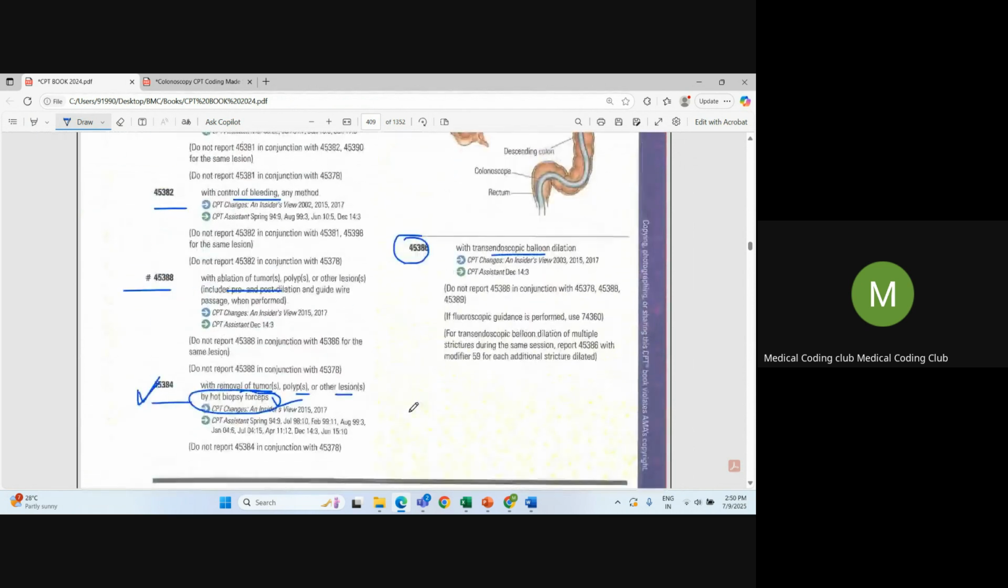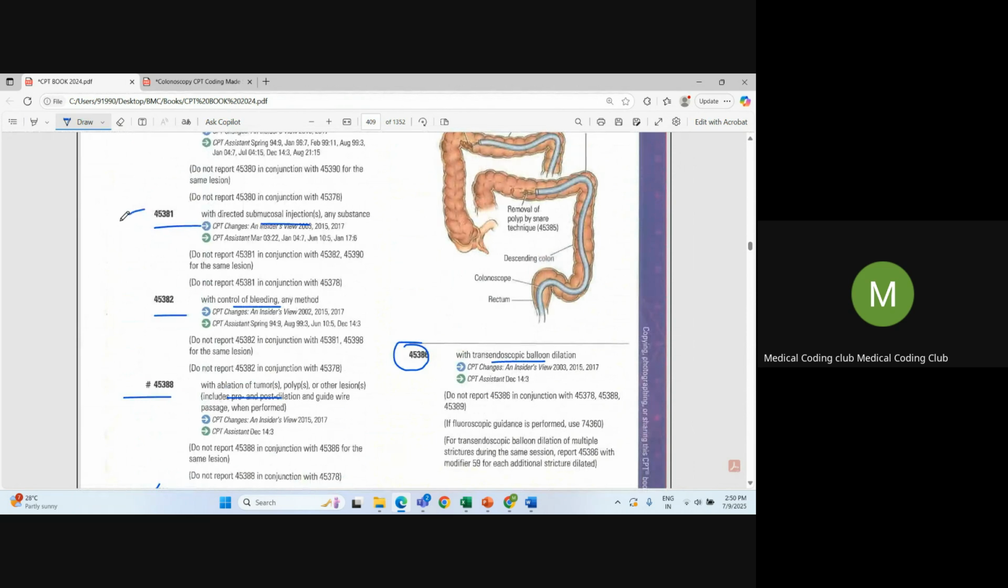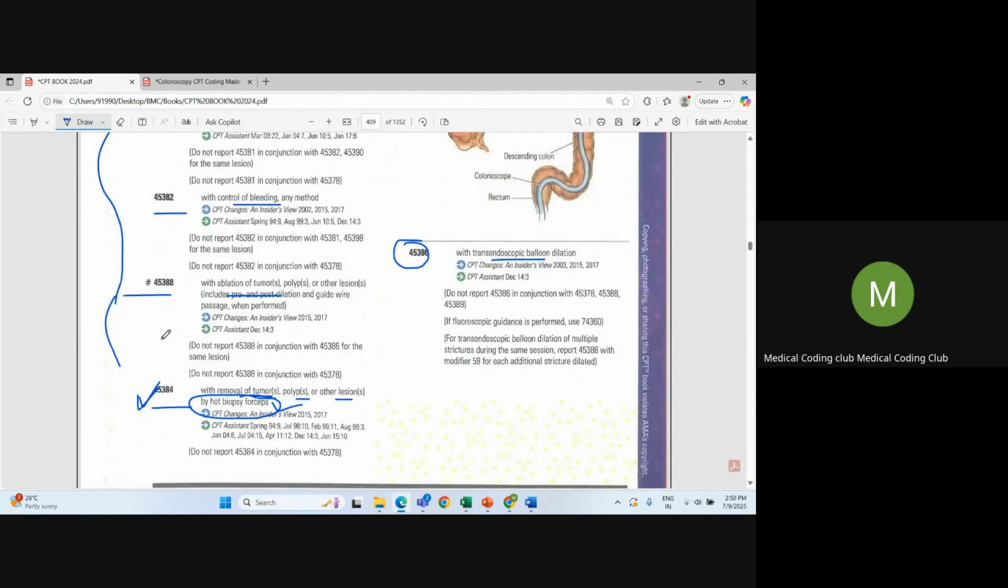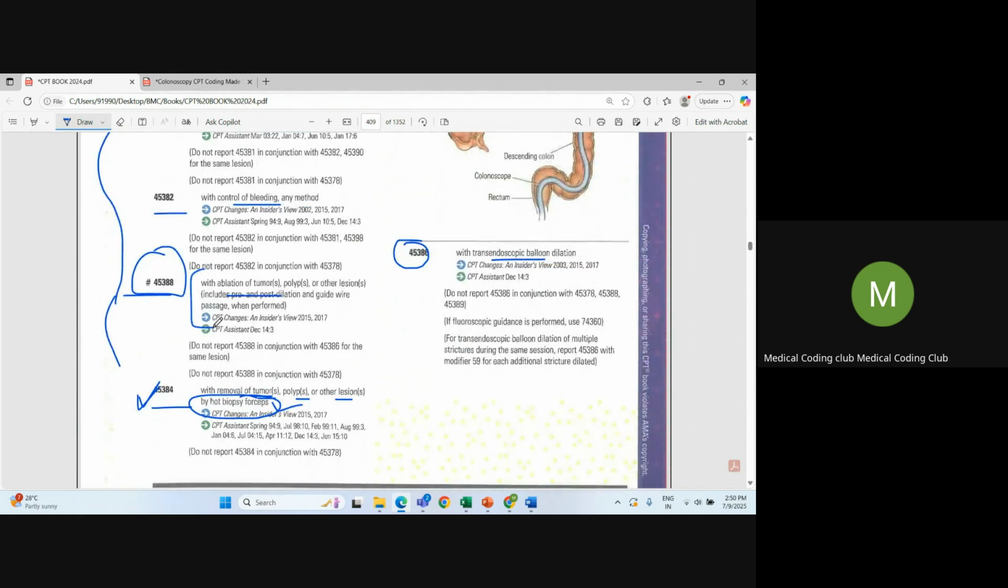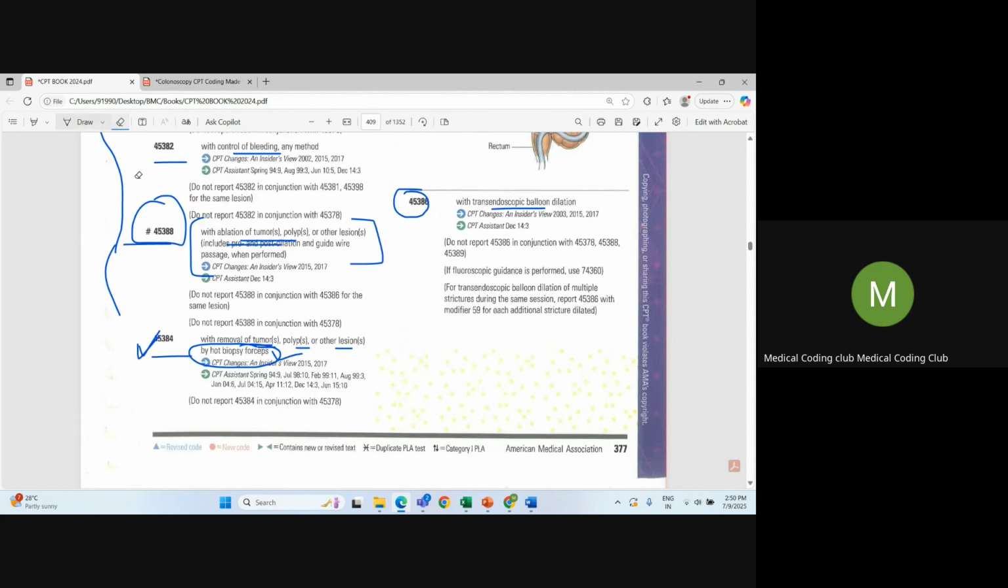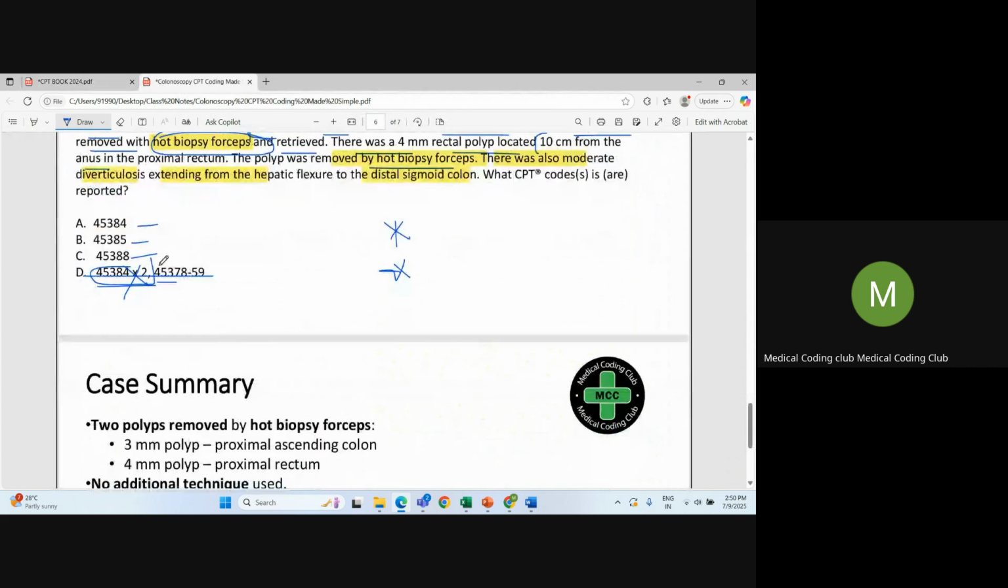Between 81 and 85 we have the 45388 code. It is with ablation of tumor or polyps. They did not do an ablation procedure. They removed colon polyps using hot biopsy forceps. So our answer should be 45384. Okay, option A is correct.